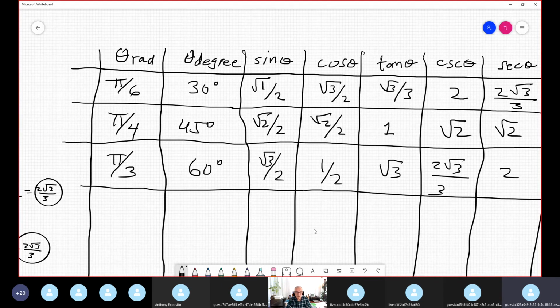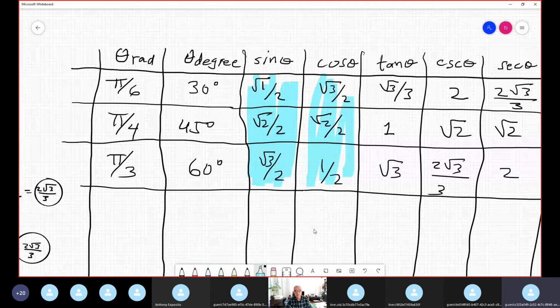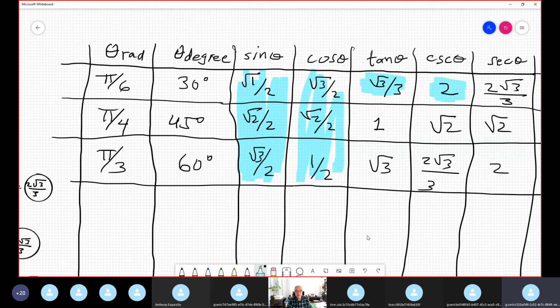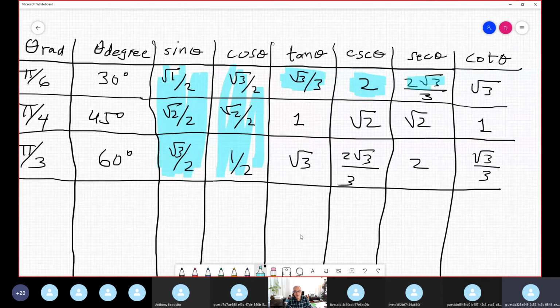So 1, 2, 3, and divided by 2 always. The order is 30, 45, and 60. So you memorize this column super easy. Yes or no? 1, 2, 3 divided by 2. And the cosine is exactly the same in the opposite direction: 1, 2, 3. It's the only thing you need to know, because tangent you compute by division: sine divided by cosine is tangent. Cosecant is the reciprocal of sine, secant is the reciprocal of cosine, and cotangent is the reciprocal of tangent.